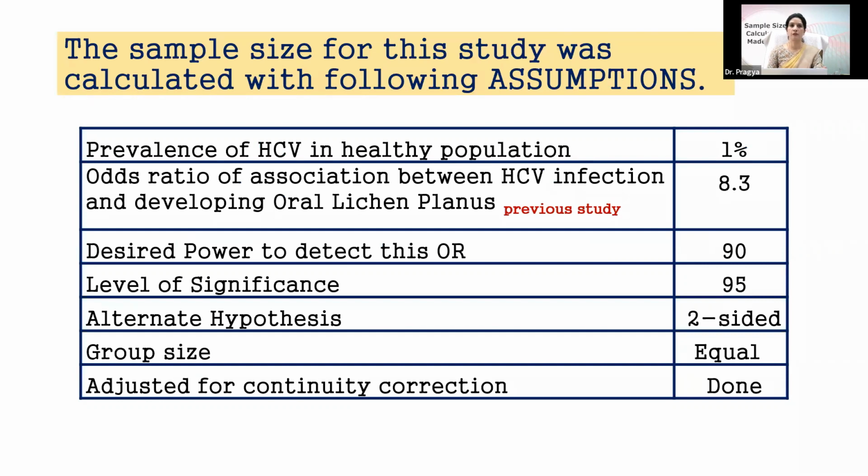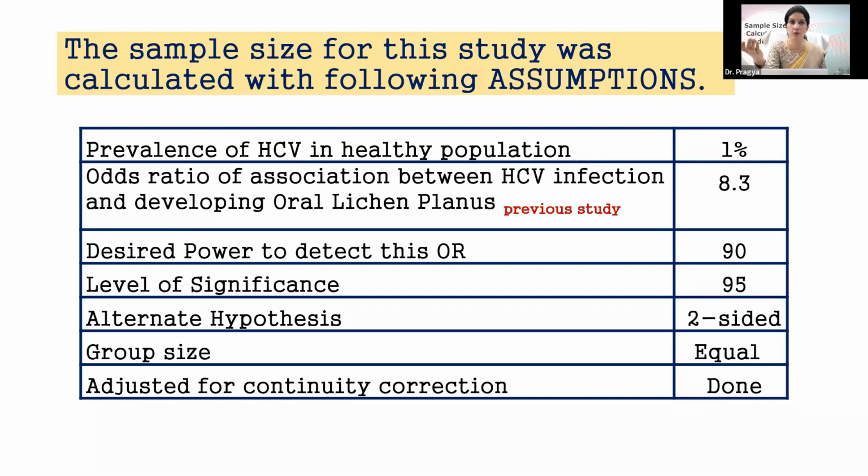The prevalence of hepatitis C in the healthy population is 1%. Many times you don't know the exposure in the control when calculating the sample size. If you don't know it from previous literature, you can assume the prevalence of that exposure as the community prevalence in your control, because you assume that you will take healthy controls. So it is 1% in this case.